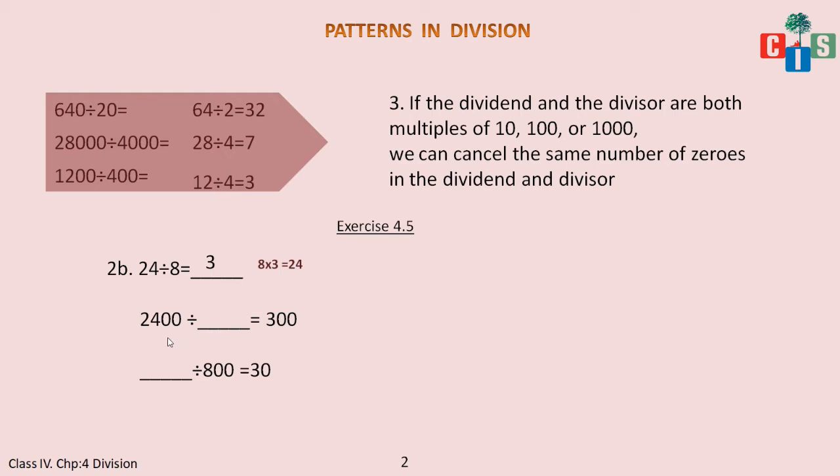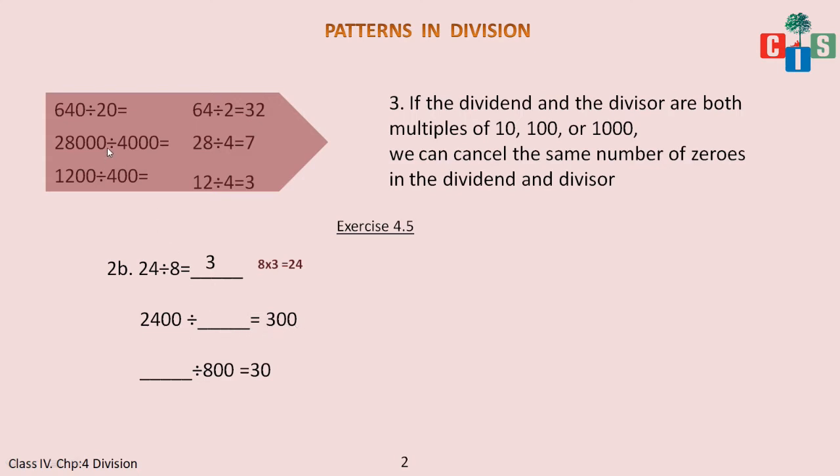See students, when you divide 2400 by something, you should get 300. And this divisor, I can find out by performing 2400 divided by the quotient, that is 300. You can get the divisor. What I told? When you divide the dividend by the quotient, you can get the divisor. So what I will do here is divide 2400 by 300.